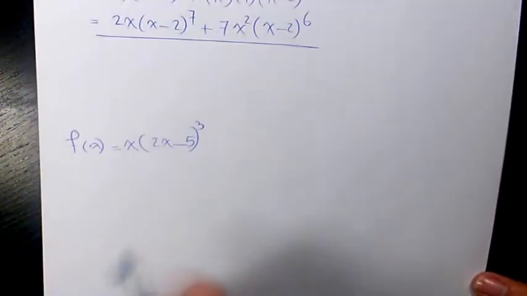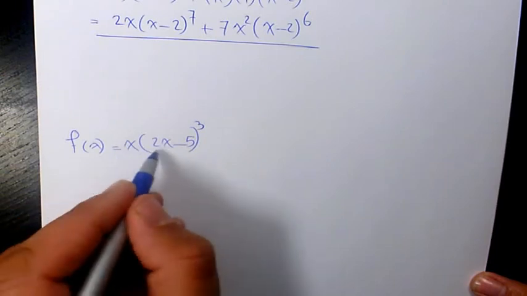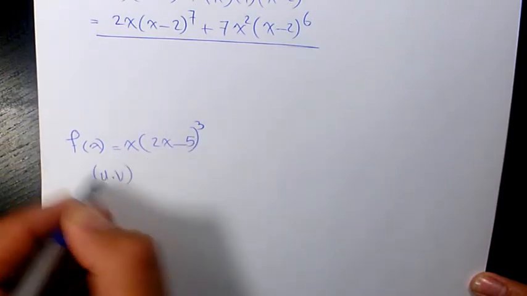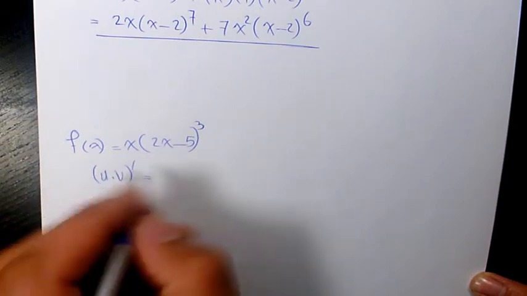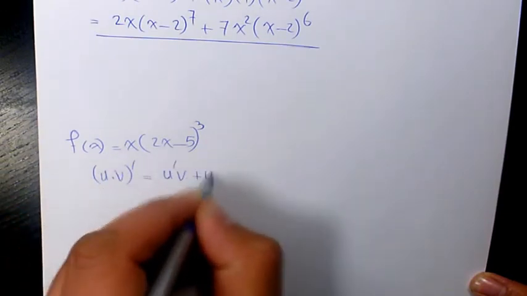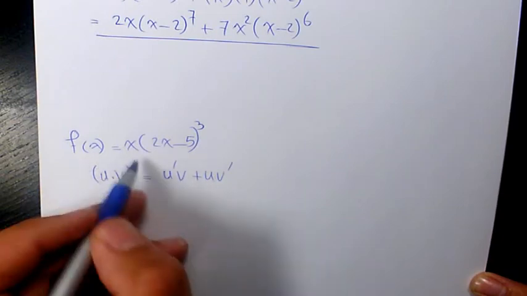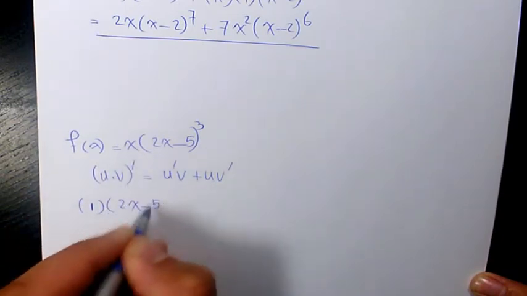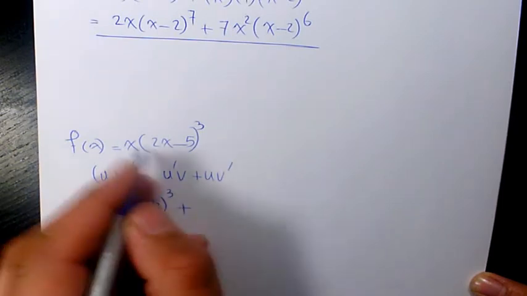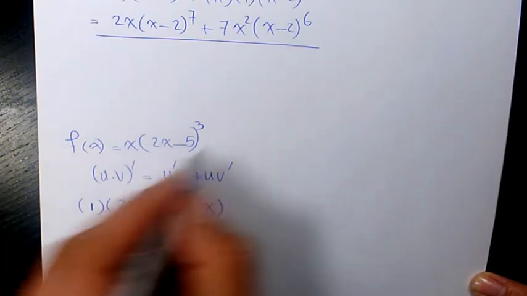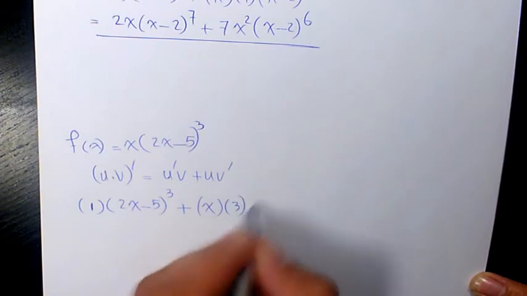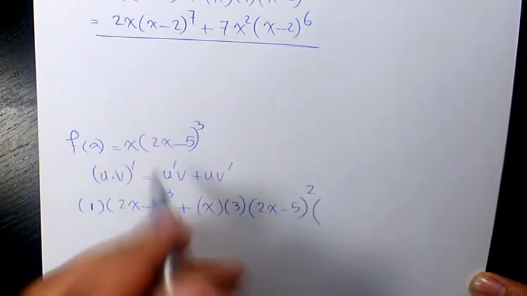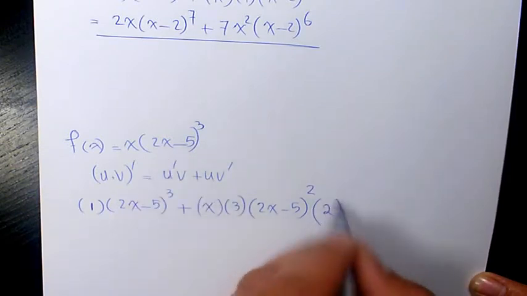Next example is f of x equals x times (2x minus 5) to the power of 3. When you have u times v to the power of something, the derivative of uv is going to be u prime v plus uv prime. So that's going to be the derivative of x, which is 1, times (2x minus 5) to the power of 3, plus x times the derivative of this part, which is going to be 3 times (2x minus 5) to the power of 2 times the derivative of 2x minus 5, which is 2.